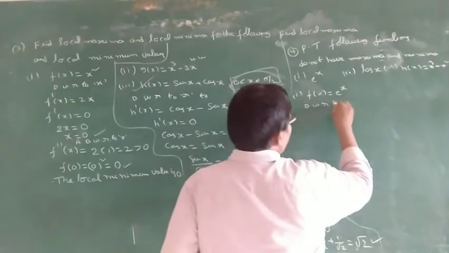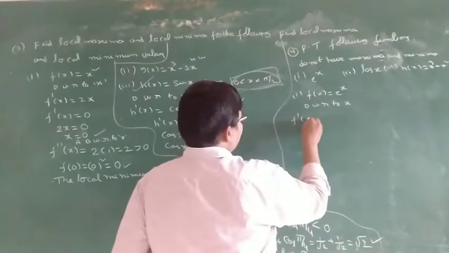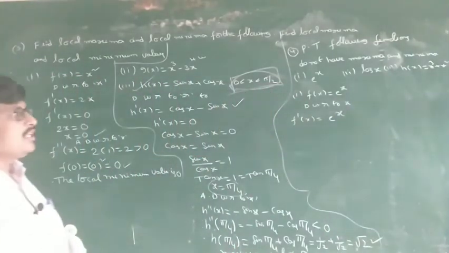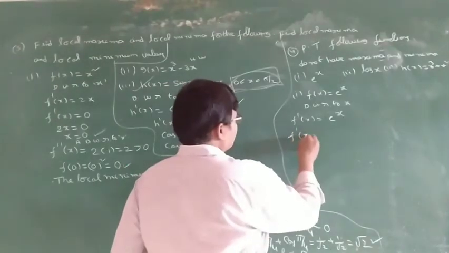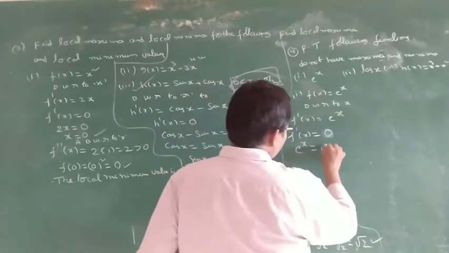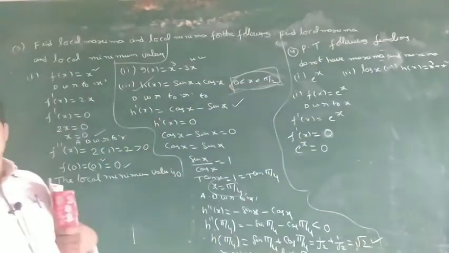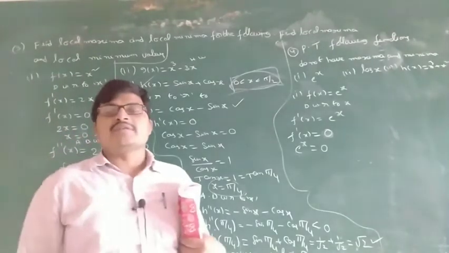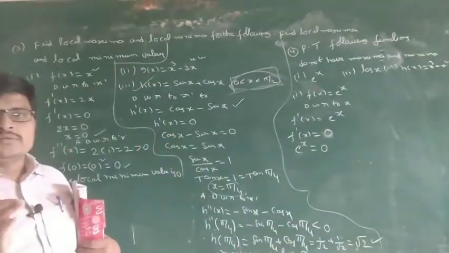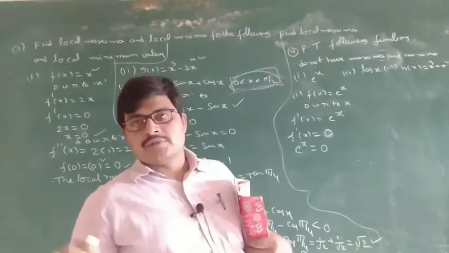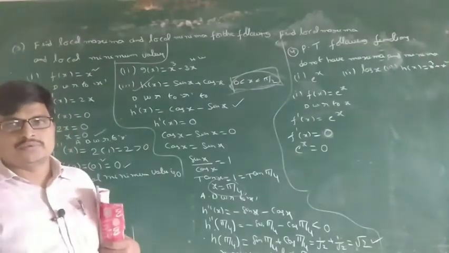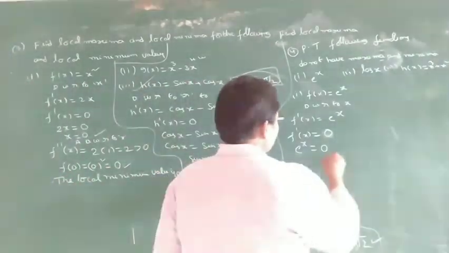Derivative with respect to x. So f dash of x is equal to e power x; the derivative of e power x is e power x. Next, what do we have to do? F dash of x equal to 0. So e power x is equal to 0. But e power x is always a positive value, not 0, not negative. So there is no x value.